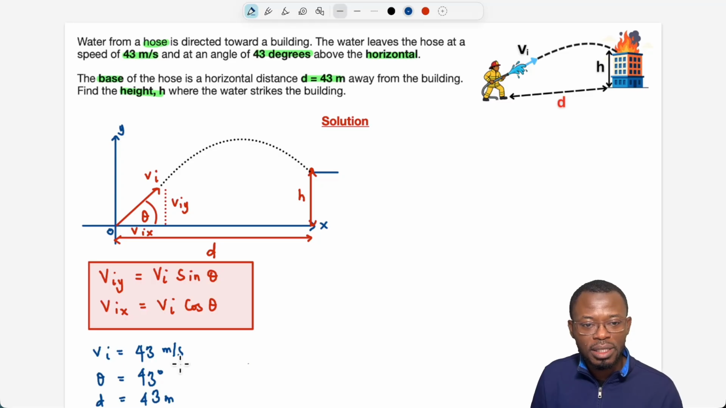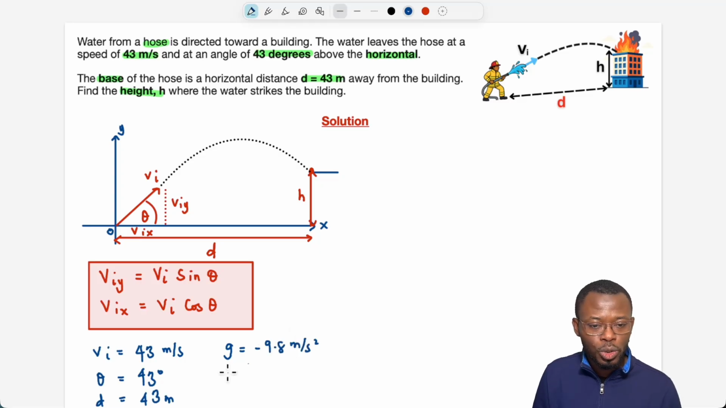Another important thing to note is that we are to take acceleration of free fall to be 9.8 meters per second squared. Also, we are neglecting air resistance. So forces due to air resistance is 0. With this, we are now ready to solve the problem.